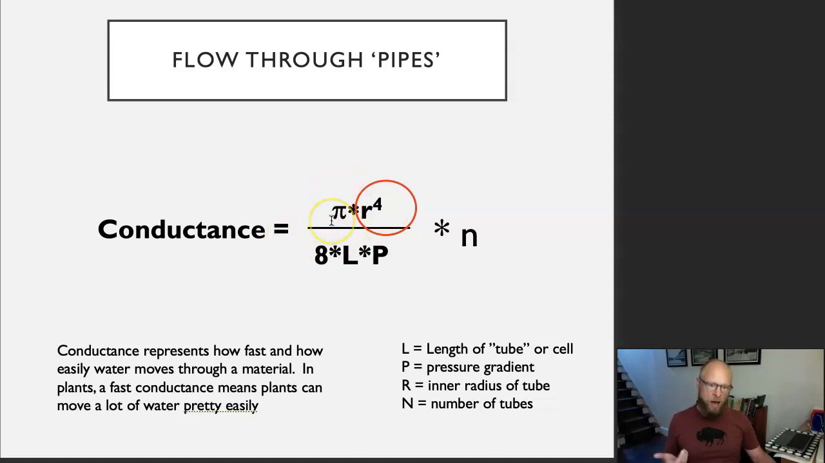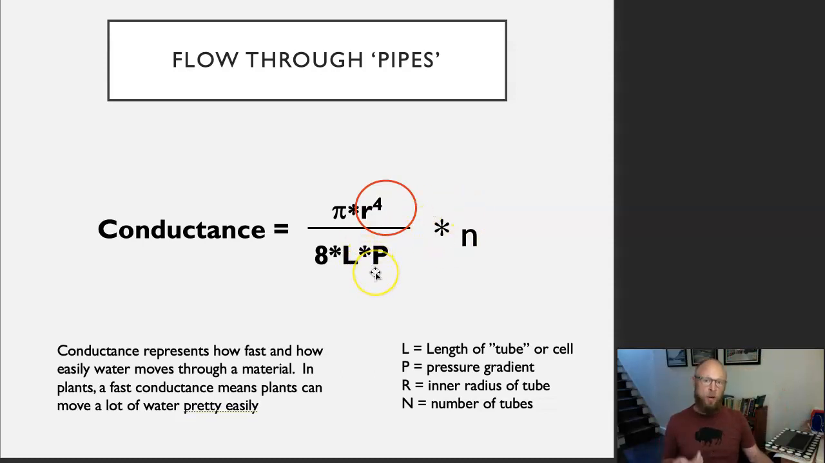So you've got pi in here because we're talking about circles. R is the radius of a vessel or of a tracheid. So whatever pipe you're talking about, that's going to be the radius of that pipe, to the power of 4. That's in the numerator. In the denominator, you just have this constant 8 times L, which is the length of the pipe. And for us, we're going to use the height of the plant. All right, so the length of those pipes is however tall the plant is.